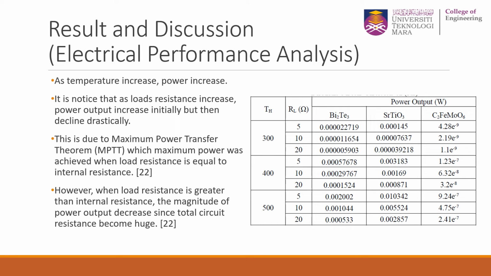Based on the data, as the temperature increased, the power also increased. It is noticed that as the load resistance increased, the power output also increased initially, but then it declined drastically. This is due to the maximum power transfer theorem (MPTT), where maximum power is achieved when the load resistance is equal to the internal resistance. However, when the load resistance is greater than the internal resistance, the magnitude of the power output will decrease, since the total circuit resistance becomes huge.